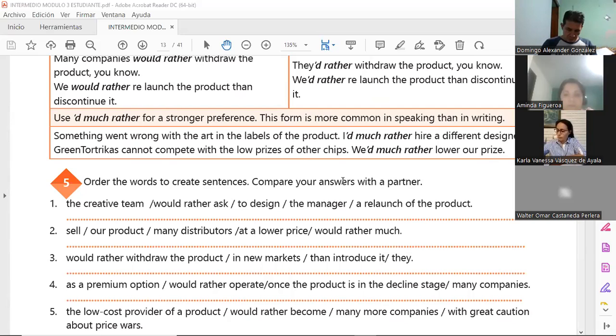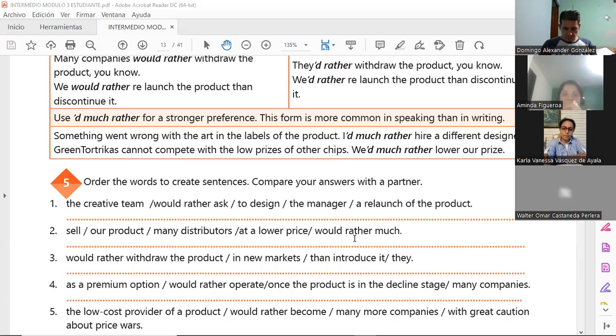And let's go to the last one. Remember, I tried this because, you know, these sentences are really long. So we have to check word by word. Even yesterday, I committed two mistakes, right? But we are correcting now because I want you to have a 10 in the platform, sorry. Okay, let's go to number five. Let me see. Carla Vanessa, can you help me with number five? Many more companies would rather become the lowest cost provider of a product of a price war with great vouching.